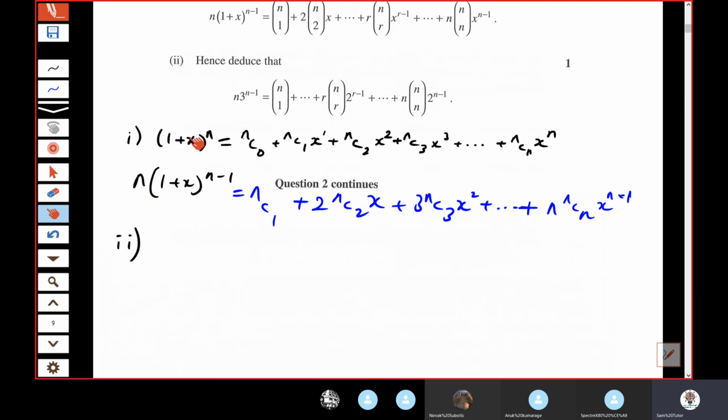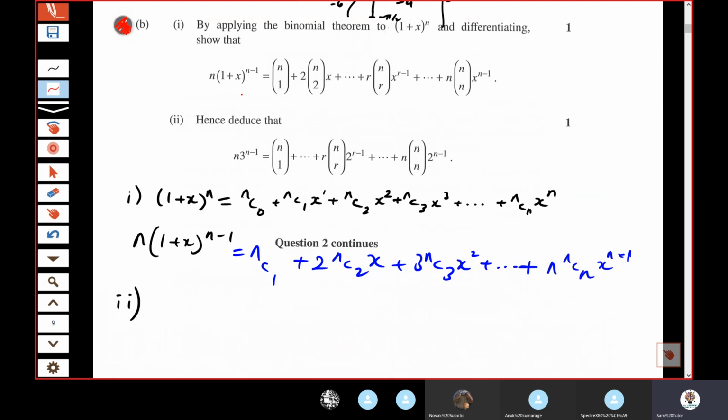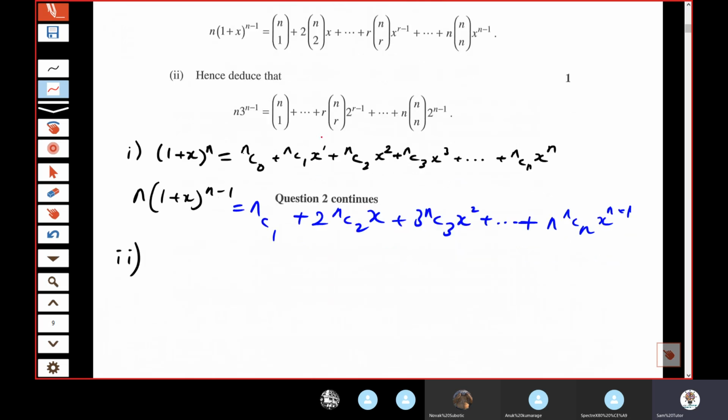Aren't they the same right now? Is x a 2? x is 2. So the only difference is, can you see you've got 1 + x here? You don't have an x anywhere here. If x was 2, look at this. This is 2^(n-1). Otherwise, this is nCn x^(n-1). If I just replace x with 2, it all works out. And that's it. Done. So what I've got to keep reminding you guys, do not lose your marks for 'hence deduce'. The answer's in front of you. All you had to write was x is 2.